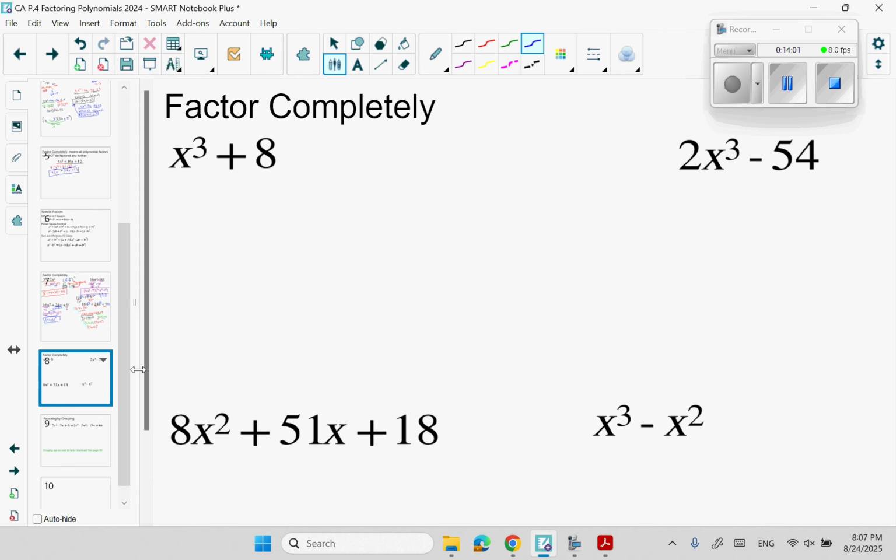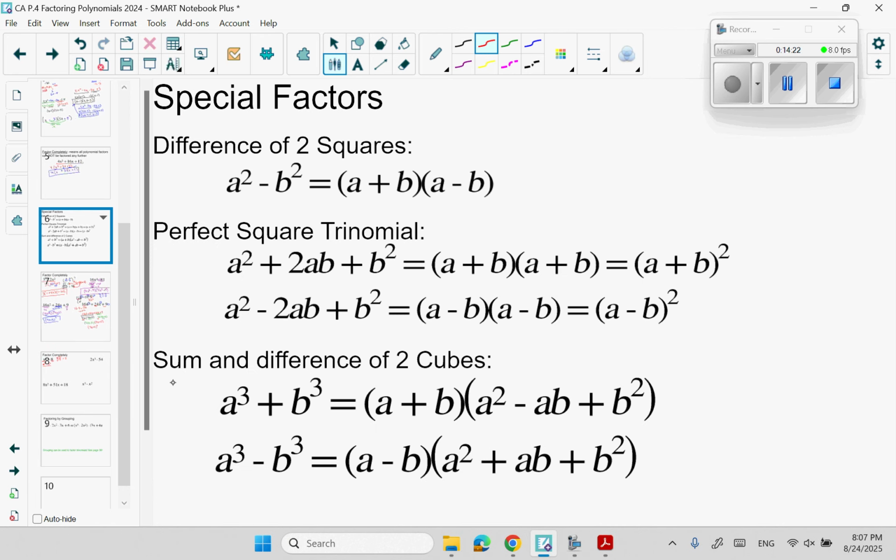Okay. X to the third plus 8. I'm looking at this one and I see that it's a perfect cube. And then my question becomes, is 8 a perfect cube? Well, if I cube root 8, I get 2. So I know that this is perfect cubes. So I can go back to the formula and factor that out. I know that a plus b cubed results in this equation right here.